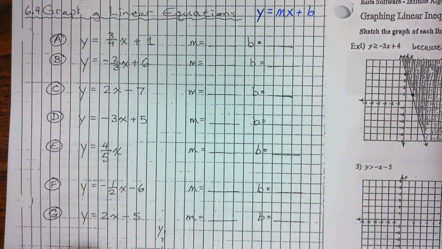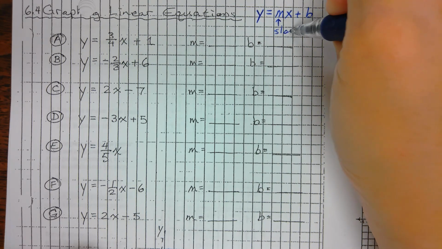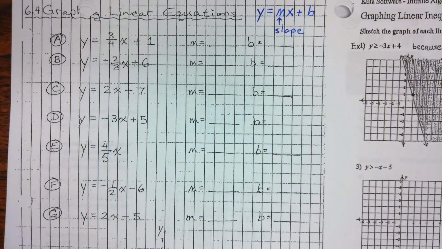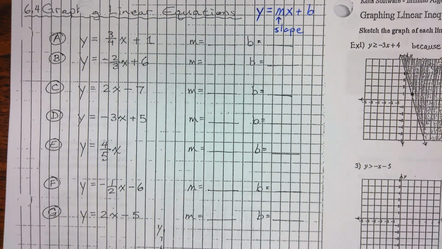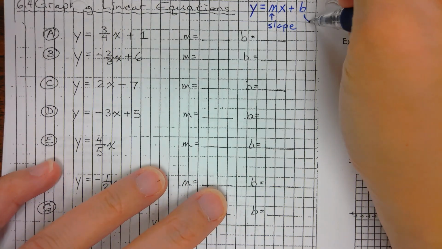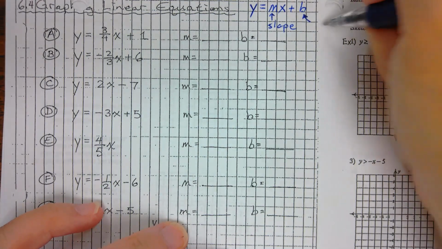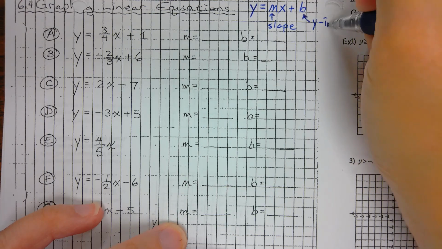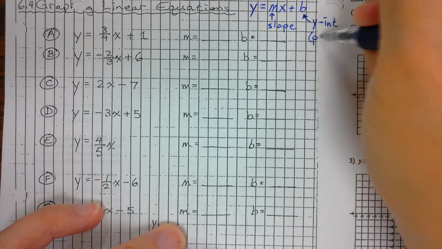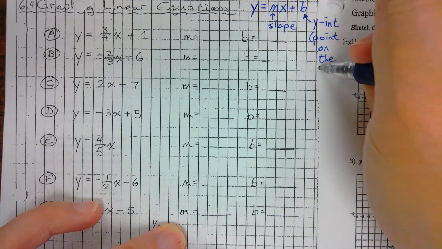What does m represent again? What does m stand for? Slope, right. And it's the number in front of the x. Your slope is rise over run, so it's only a number. There's no x. It's only the number in front of the x. It's the coefficient. What's b? Yep, your y-intercept, where your line meets the y-axis. Perfect. So your b is the y-intercept, which is the point on the y-axis.